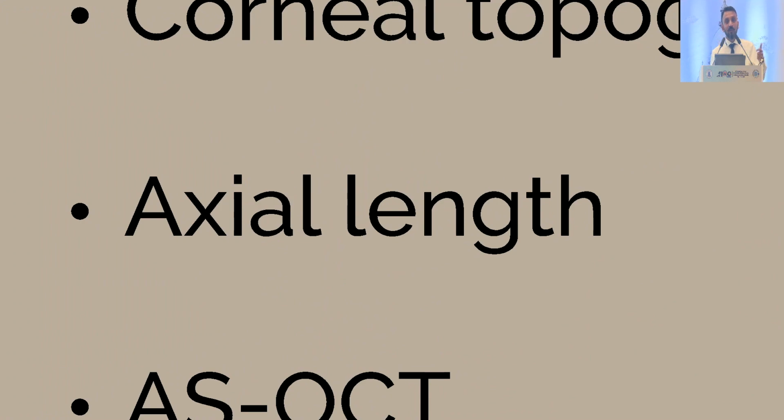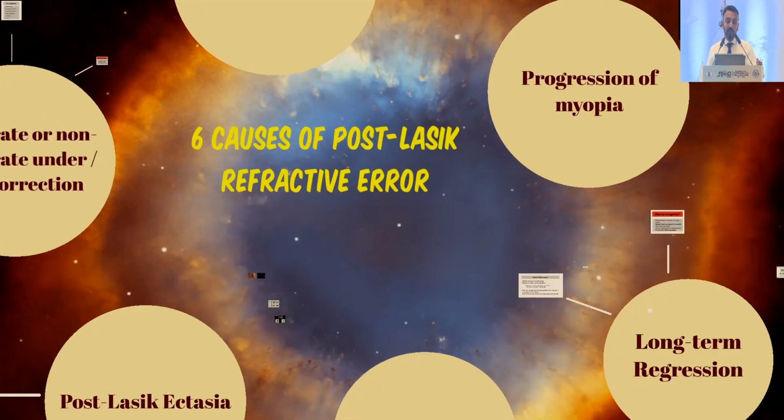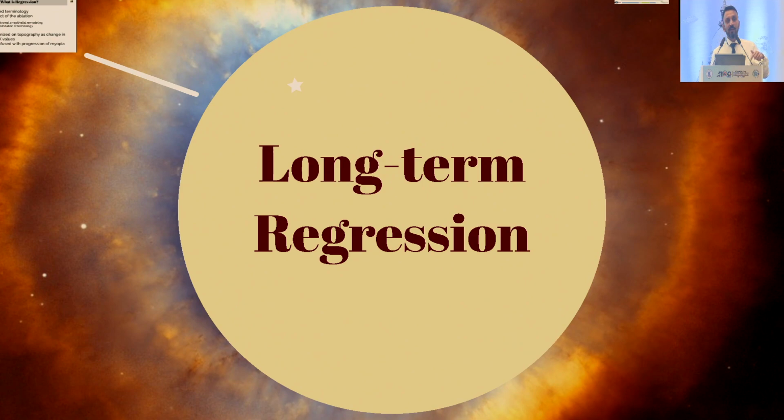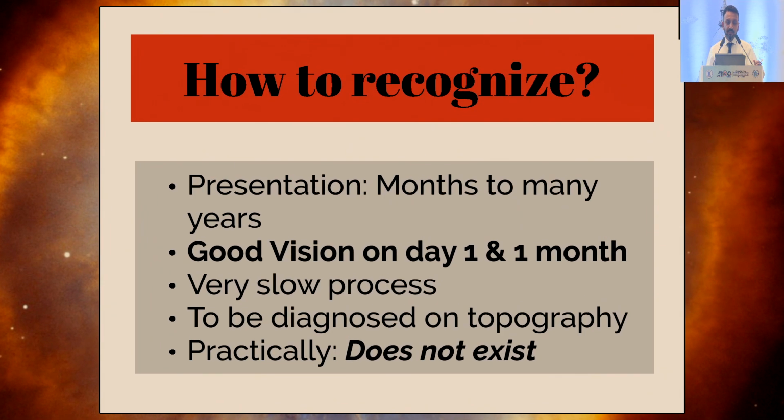If you included axial length measurement, you can claim that there was a progression of myopia. If you do not have this, unfortunately, you have to take the blame and call it something like long-term regression. Many times, long-term regression, which presents from months to years, has good vision on day 1 and month 1, with very slow progression, and it's diagnosed on topography where the curvature bounces back or regresses.